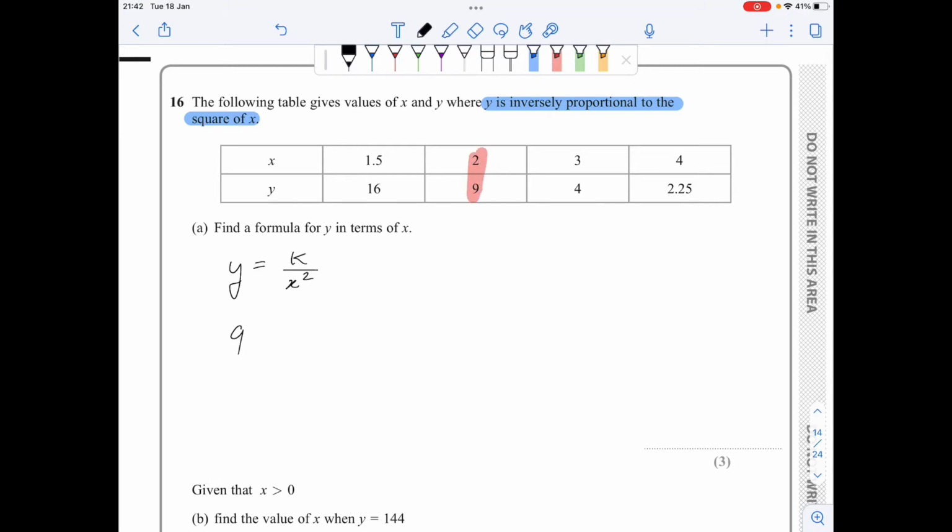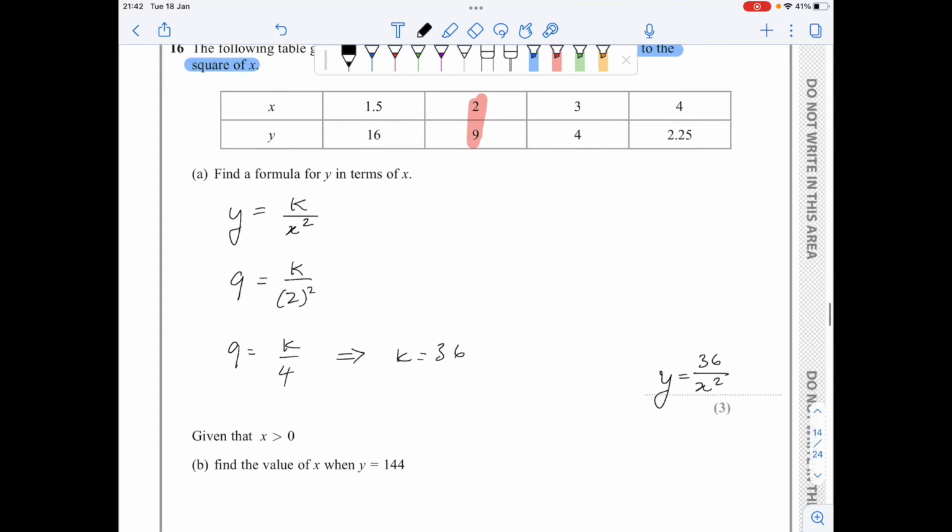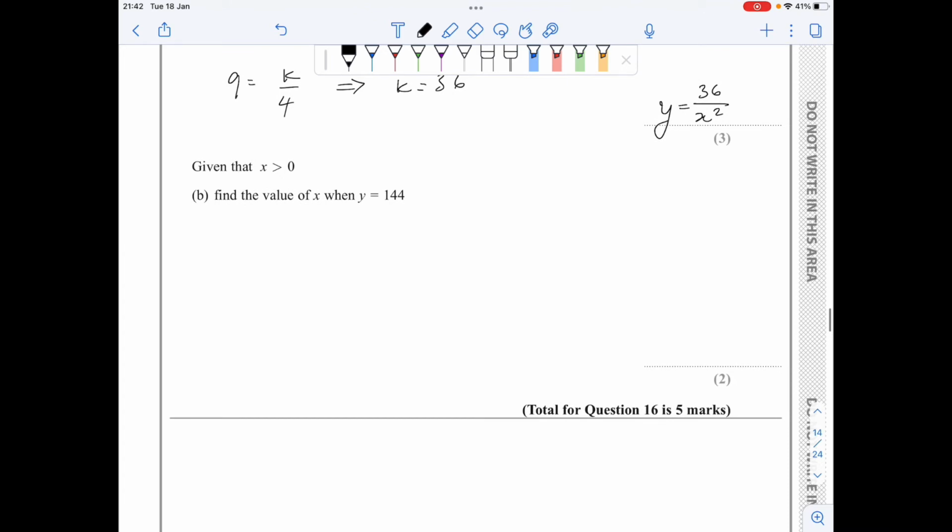So I've got 9 is equal to k over 2 squared. So 9 is equal to k over 4, which means that k is equal to 36. Now, I'll write the formula here as well, 36 over x squared. For part B, I will substitute y is equal to 144 and try and find x.